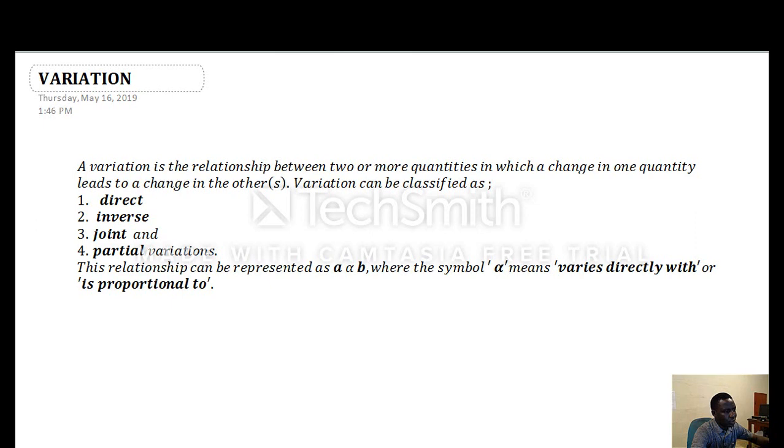Today's class is a continuation of our previous class on variation, where we said a variation is the relationship between two or more quantities in which a change in one quantity leads to a corresponding change in the other quantity. And we said variation can be classified into direct variation, inverse variation, joint variation, and partial variations, of which we gave the relationship, how it is expressed in variation.